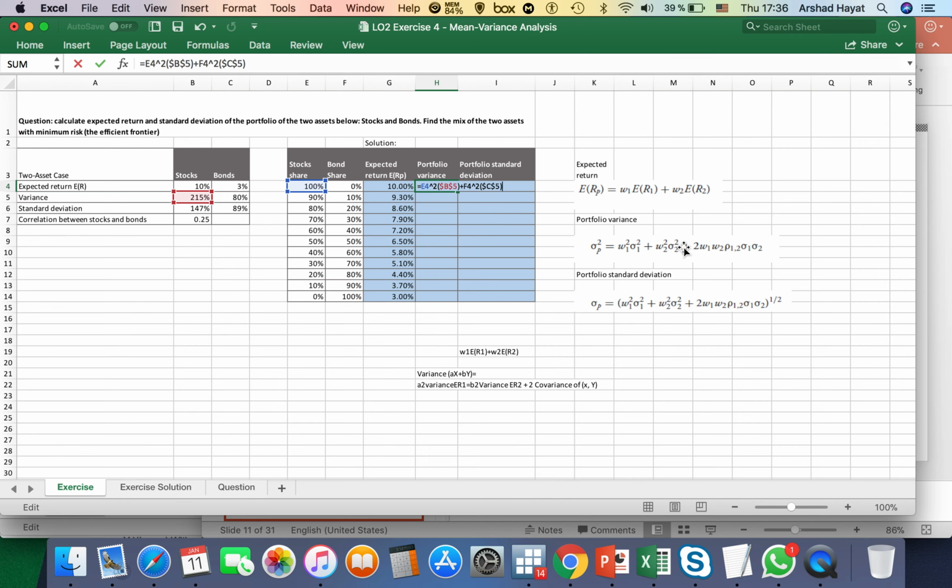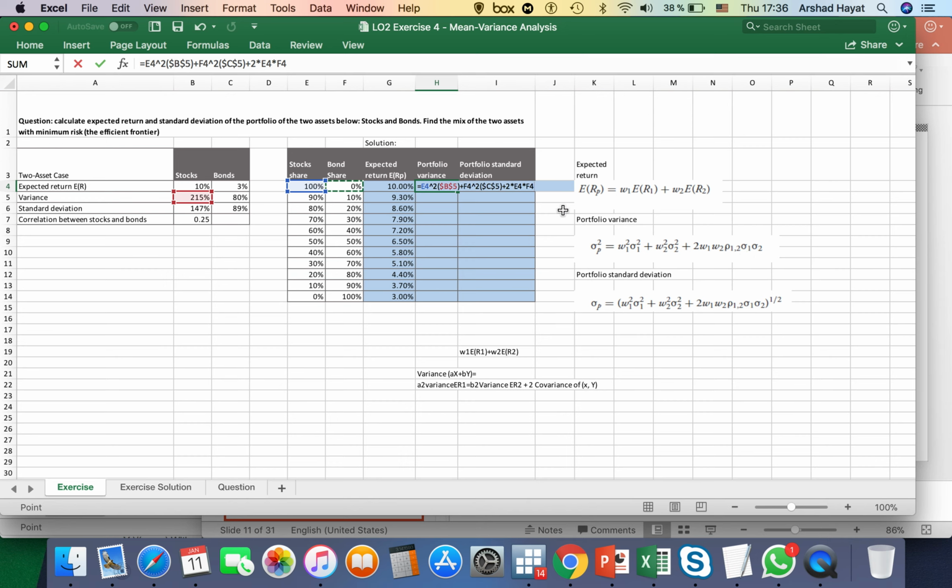Now the formula says that we have to, so plus 2W1 W2, so 2, multiply this by W1, which is the share of stocks, multiply this by W2, which is the share of bonds, and then we have rho is for correlation coefficient. Now this covariance of xy is equal to standard deviation of x1 multiplied by standard deviation of x2, and then multiply by correlation coefficient. So that's why we have replaced this by this.